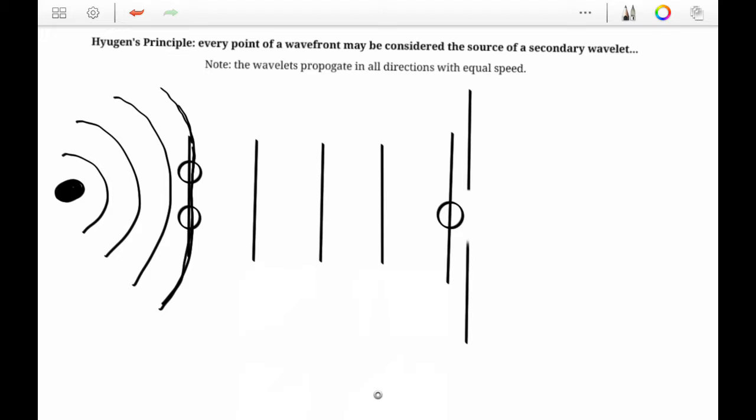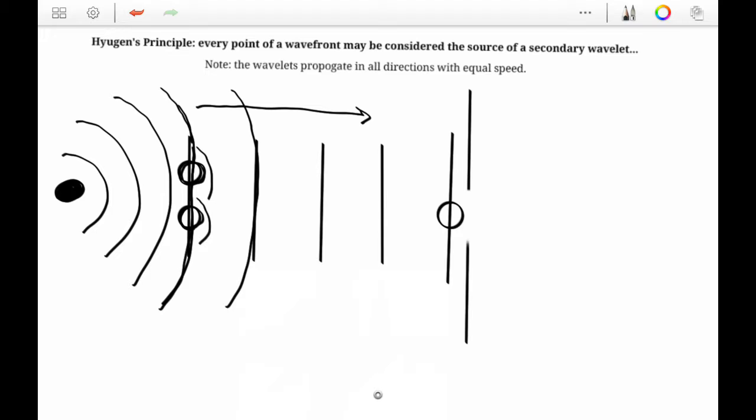As this wavefront is propagating in this direction, we can see that in order to spread, these wavefronts have their own wavelets. These wavelets are basically the start of a new wave. So this is how waves are capable of propagating.